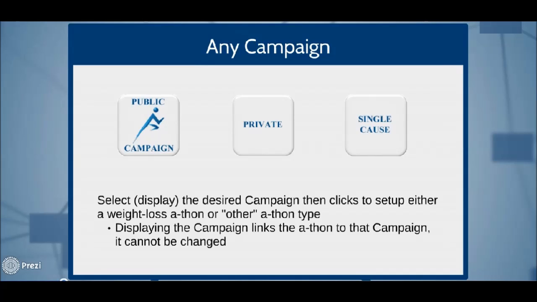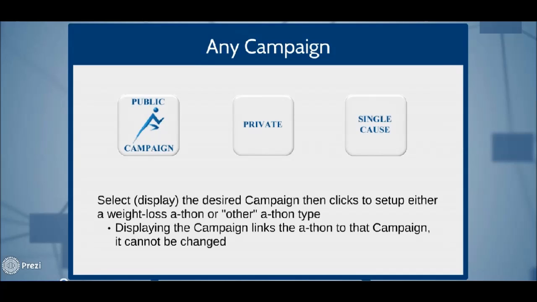You just display the campaign that you want it linked to and then click on the setup button located at the right side. Although the process is simple, it is critical because once an A-thon is linked to a campaign, it can't be changed. So if you make a mistake and start your A-thon under the wrong campaign, don't save the A-thon record, just abandon it, it'll go away. Go back and display the correct campaign and then click Setup again.